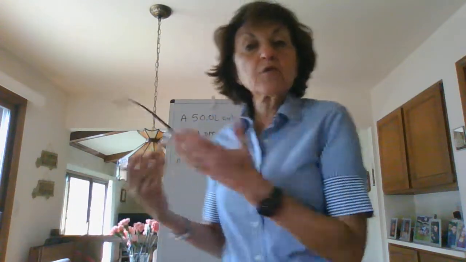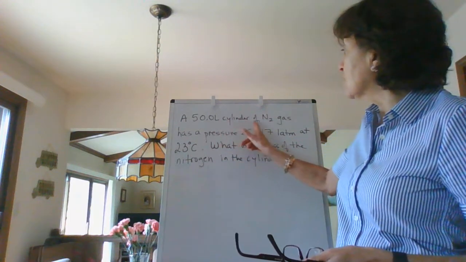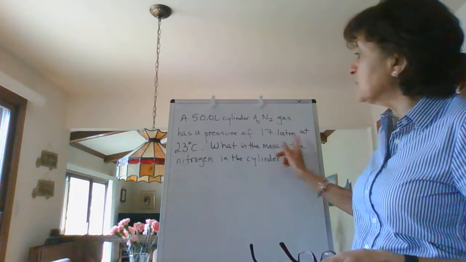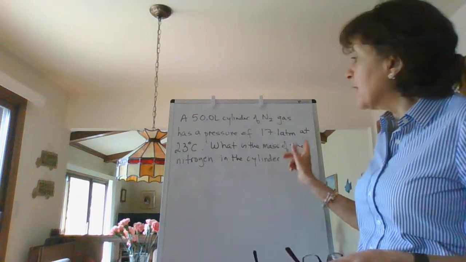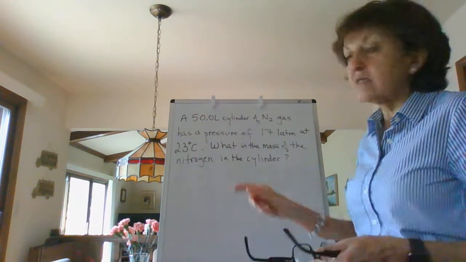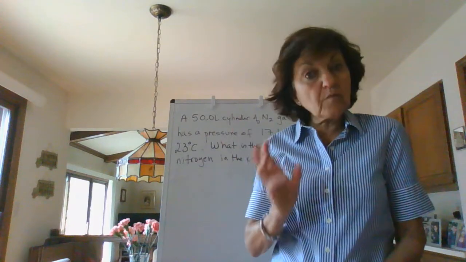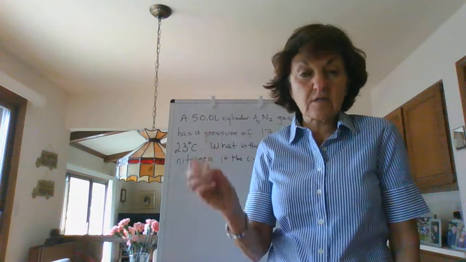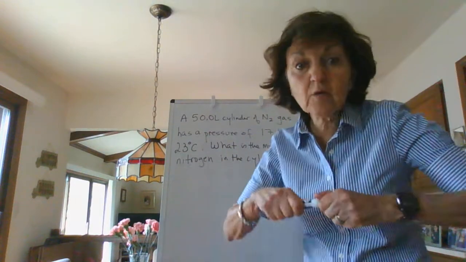Okay, so let's take a look at this problem here. It says a 50.0 liter cylinder of nitrogen gas has a pressure of 17.1 atmospheres at 23 degrees Celsius. What is the mass of the nitrogen in the cylinder? Now, the ideal gas law doesn't give you the mass, but it gives you the moles. And then from the moles, obviously, you can use molar mass to get the mass of the nitrogen. So PV equals nRT.